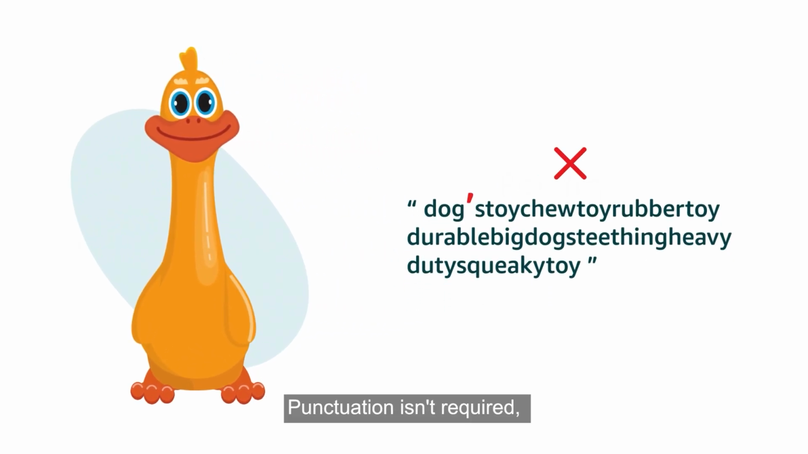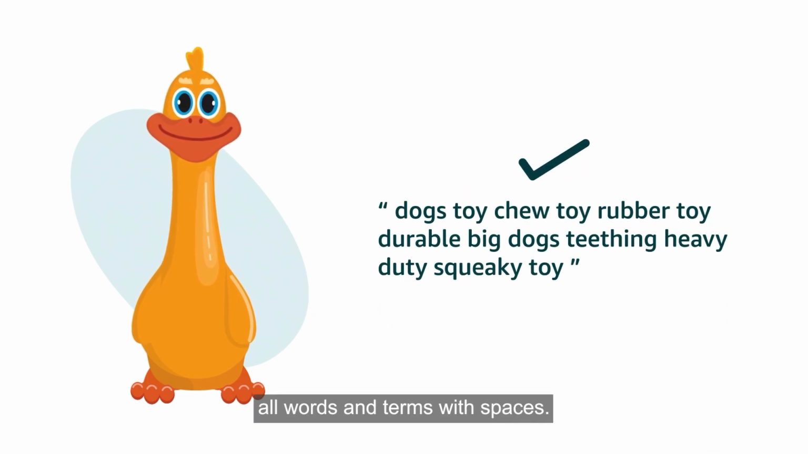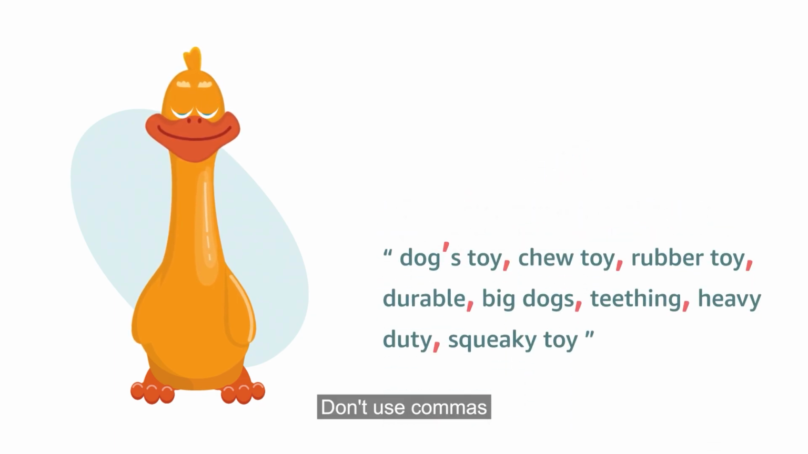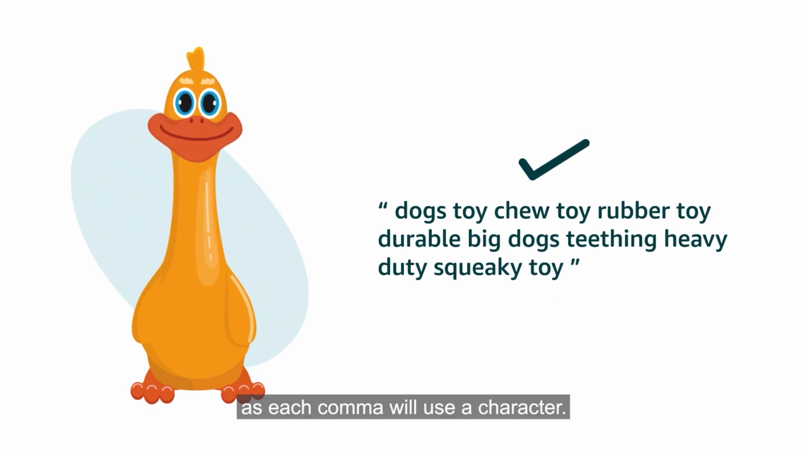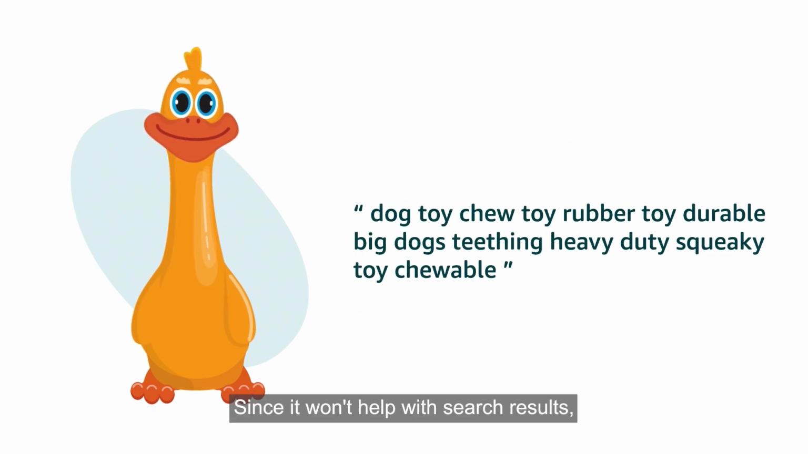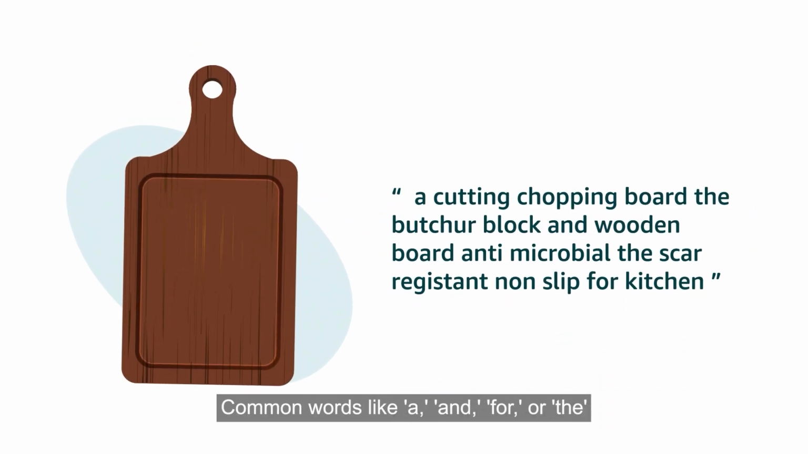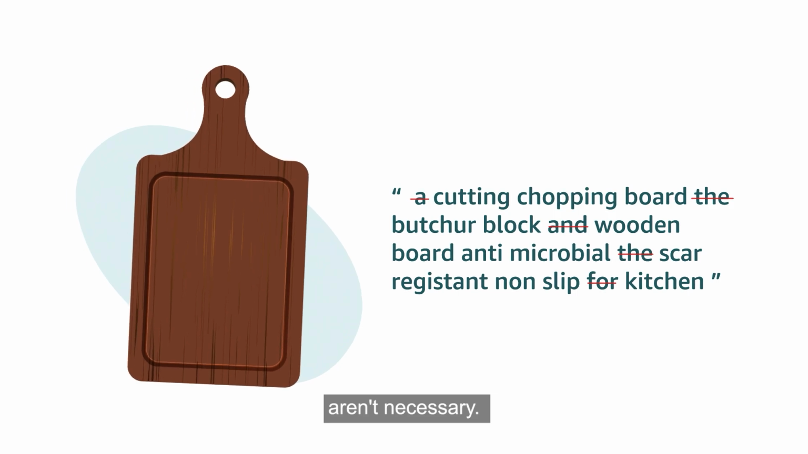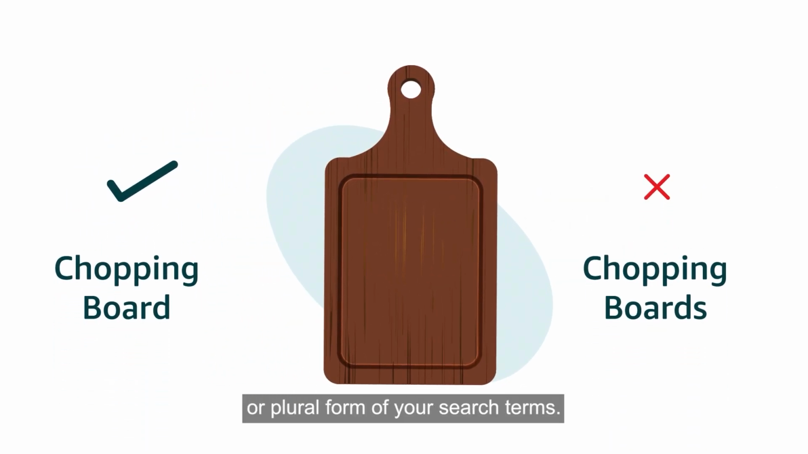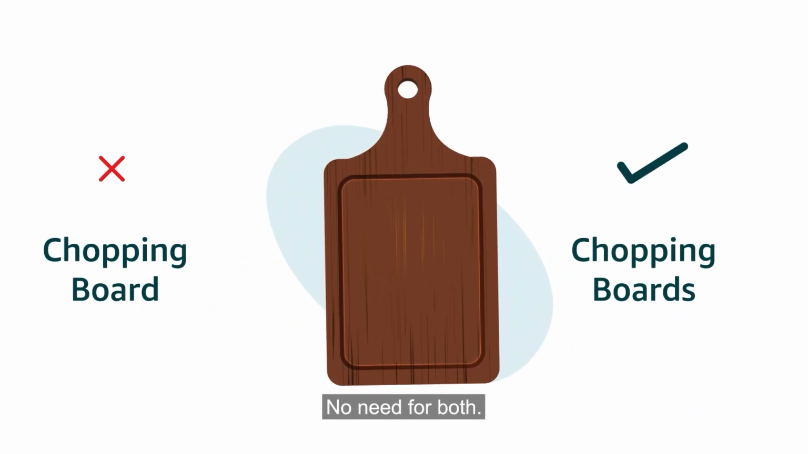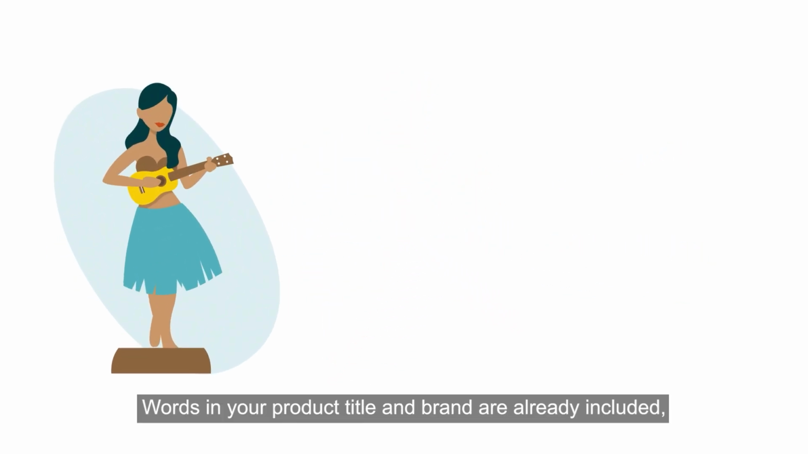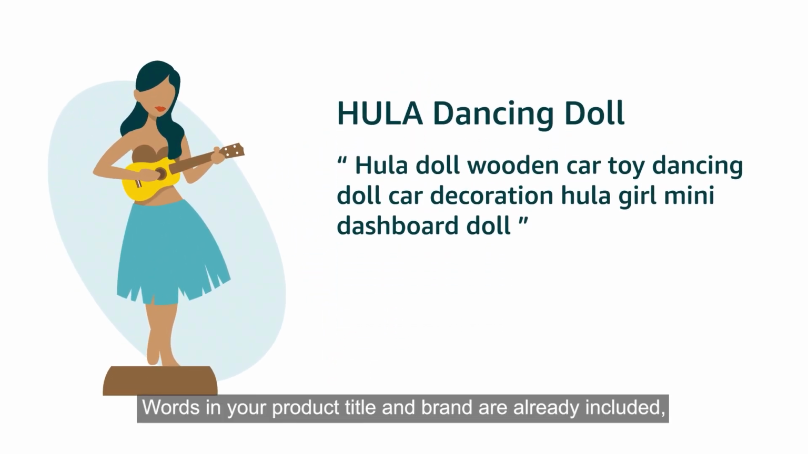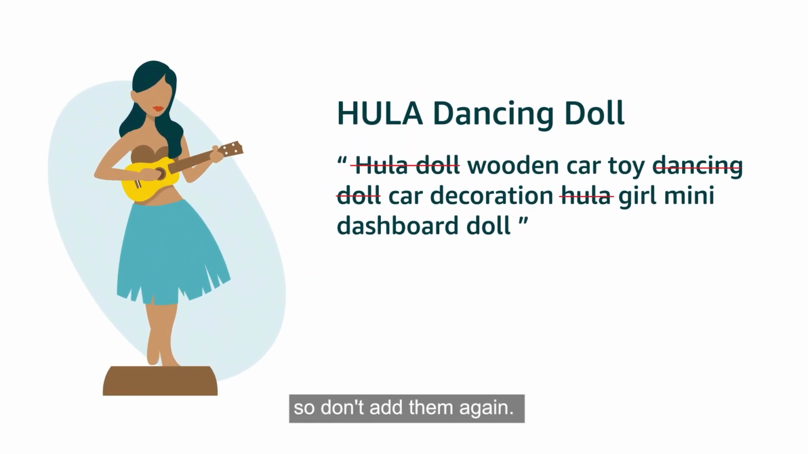Punctuation isn't required, but you should separate all words and terms with spaces. Don't use commas, as each comma will use a character. Since it won't help with search results, you shouldn't repeat words. Common words like a, and, for, or the aren't necessary. Choose to use either the singular or plural form of your search terms. No need for both. Words in your product title and brand are already included, so don't add them again.